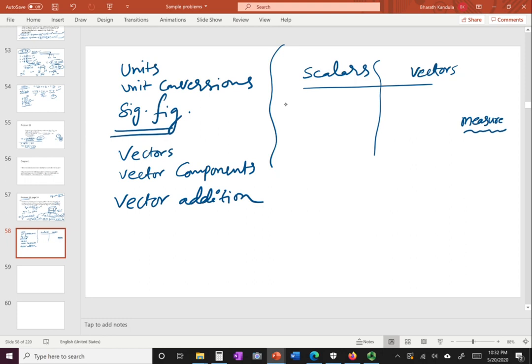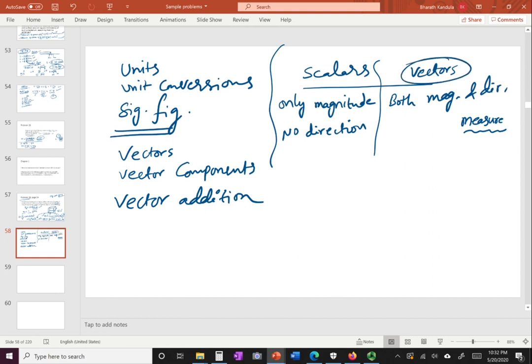Now scalars have only magnitude but no direction. Vector quantities have both magnitude and direction. So whenever you specify a vector quantity, you must specify magnitude, direction and unit. For scalars you will specify magnitude and unit, but no direction.